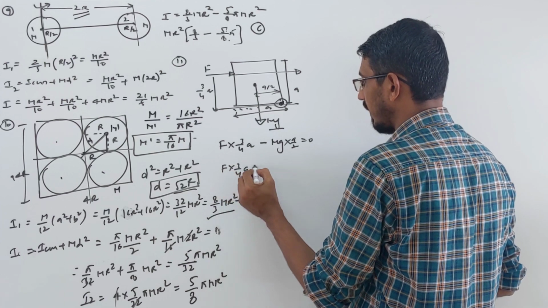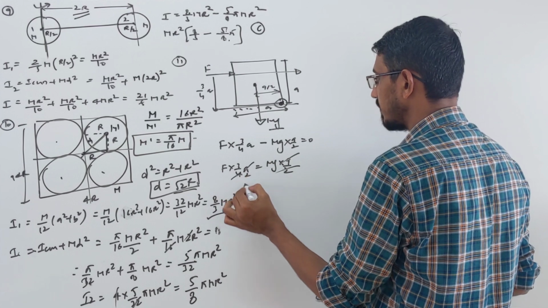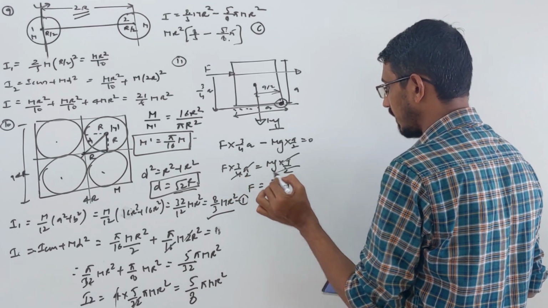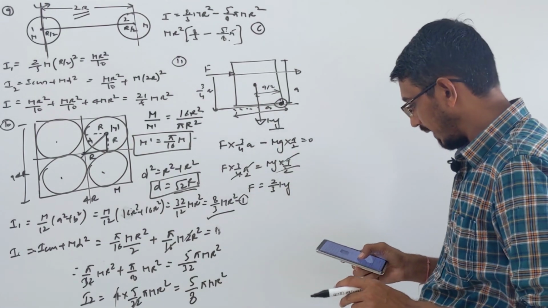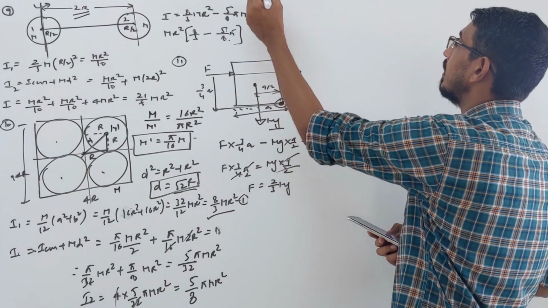3 by 4 of A is equal to mg into A by what? 2. A gets cancelled, 2 goes 2 times. So F is coming how much? 2 goes up, right? 2 by 3 of mg. Let's check it. 2 by 3 of mg is given in your second option of 11th question. Okay, that's your 11th question.